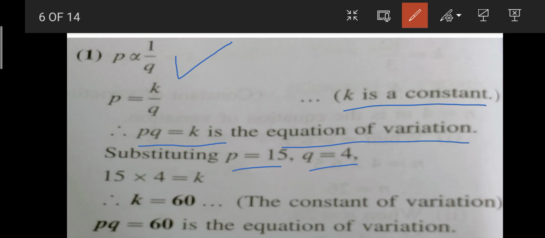So we get PQ is equal to K. We'll put the value of P, that is 15, and the value of Q, that is 4, and we'll get our K. So K is 60. That is the constant of variation. So now what is our equation? PQ is equal to 60 is the equation of variation.